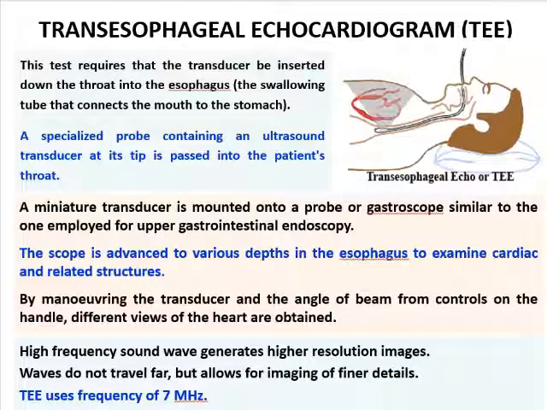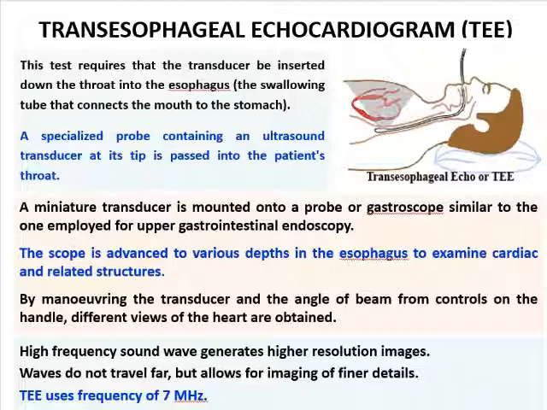The second option is transesophageal echocardiogram. Its method is nearly equal to a transthoracic echocardiogram. The difference is that a transducer is inserted down the throat into the esophagus. It's nothing but a swallowing tube that connects the mouth to the stomach.